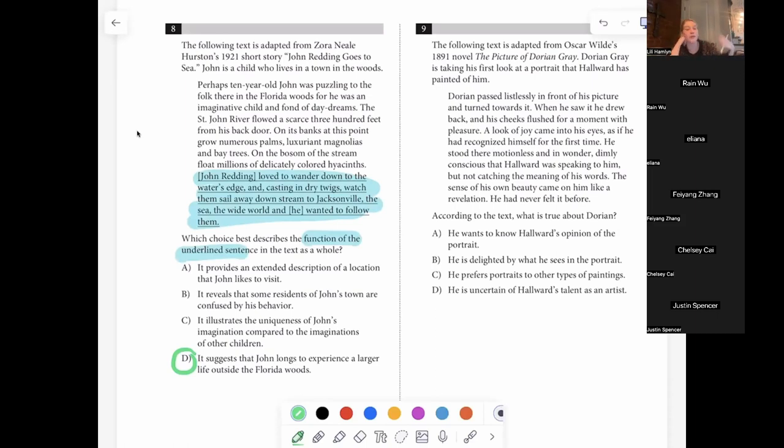But he's sort of throwing little twigs into the water and imagining where they end up: Jacksonville, then the sea, and then the wide world. Obviously he can't actually see them go out to the world, but this is his imagination. And then crucially it says that he wanted to follow the twigs, which suggests that he longs to experience the larger life outside the woods.